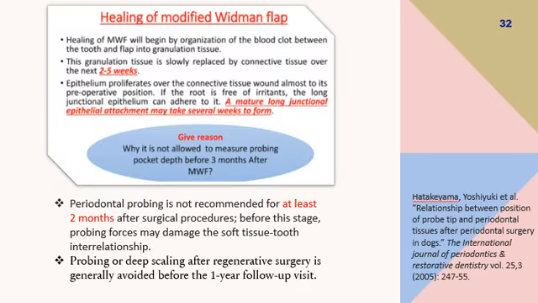Healing of Modified Widman Flap starts by the organization of a blood clot. It usually takes 2 to 5 weeks, and for a mature long junctional epithelium to occur, it can take several weeks. So it usually is recommended to not probe the area after surgery for 2 to 3 months. And if you have used a regenerative surgery, you should avoid probing or deep scaling for about 1 year. But for resective surgeries, 2 to 3 months is sufficient.